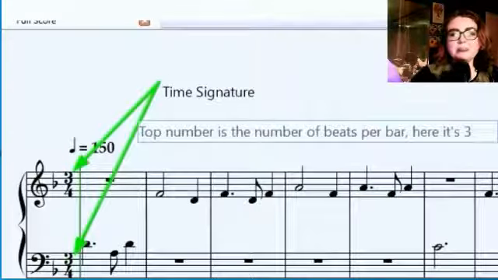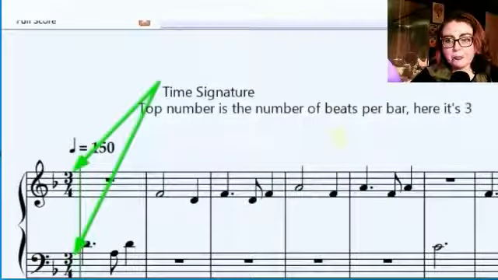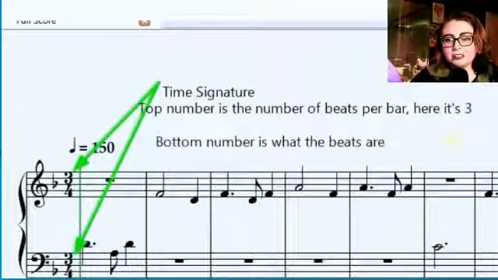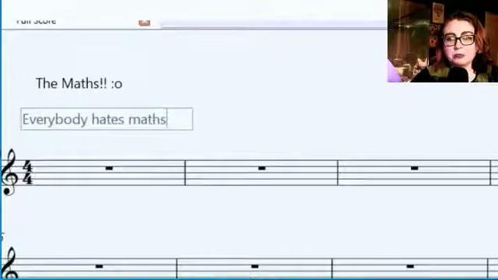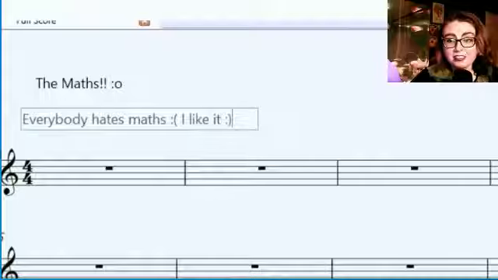So, time signature. The top number is the number of beats that you have per bar, and the bottom number is what the beats represent. So I'll go through the maths.